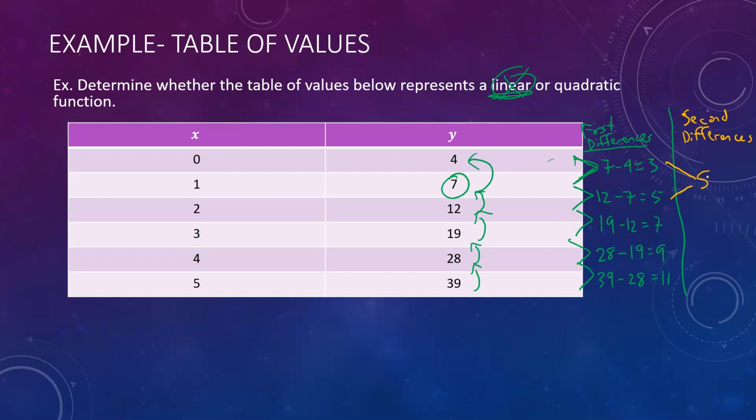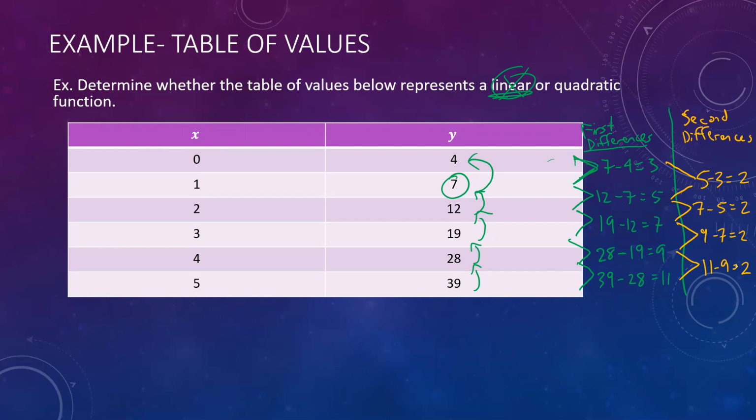So we take 5 minus 3, and we can check. 5 minus 3 gives us 2. 7 minus 5 gives us 2. 9 minus 7 gives us 2. And 11 minus 9 gives us 2. So I think we can kind of see what's happening here. We notice that the second differences are all the same.